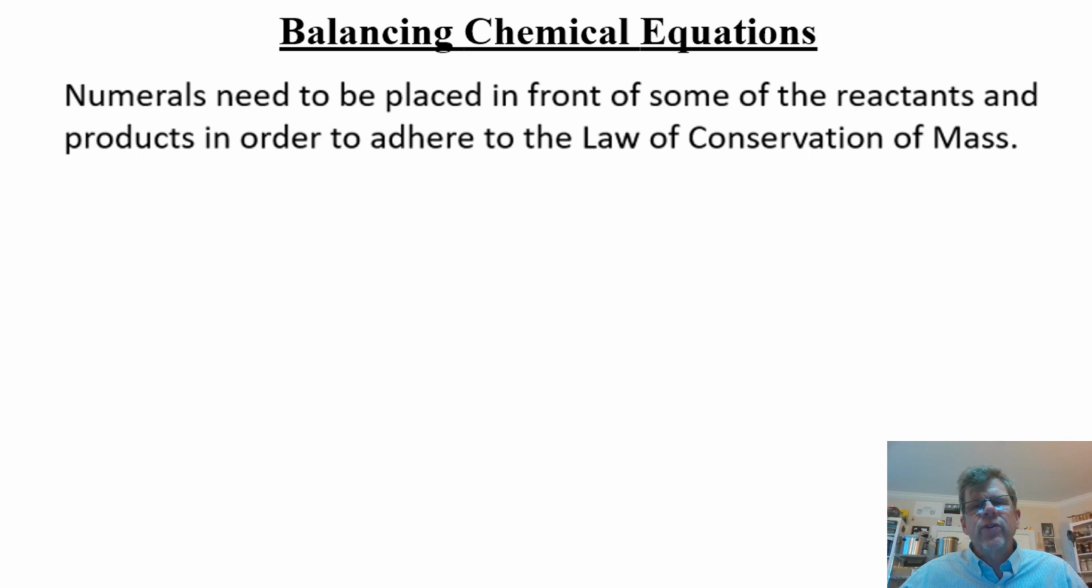So what we're moving into now in this chapter is really the majority of the unit of study. It's called balancing chemical equations. And essentially, to balance a chemical equation means we have to allow it to adhere to the law of conservation of mass. To do this, numerals or numbers have to be put in front of some of the reactants or some of the products sometimes, in order to make sure there's the same number and type of atoms on one side of the equation as there are on the other side of the chemical equation of reaction.